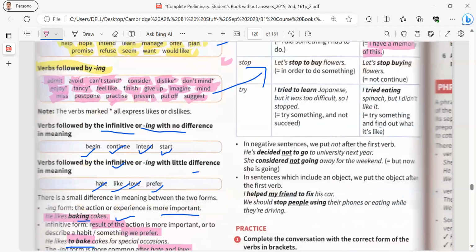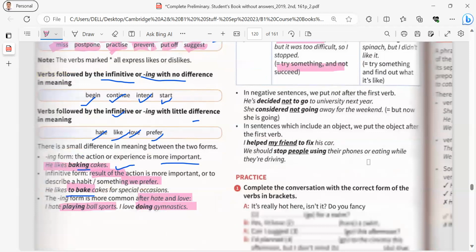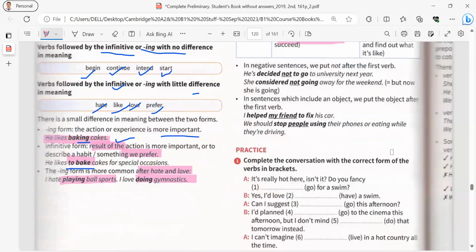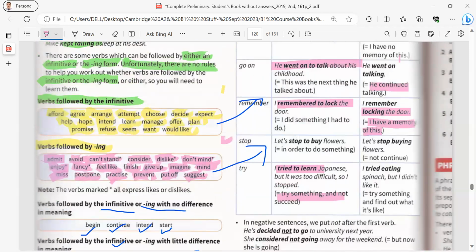I tried to learn Japanese, but it was difficult. It means trying something, not succeeding. But I tried eating spinach, but I didn't like it. It means try something and find out if you like it. Teacher? Yes. We didn't say stop. Ah, sorry, stop. Yes, exactly.